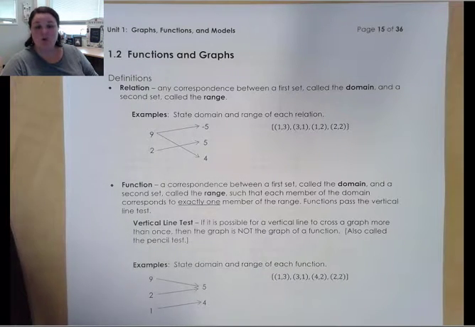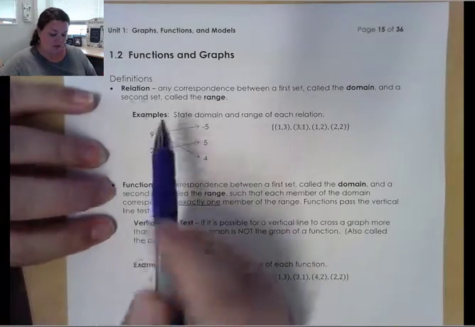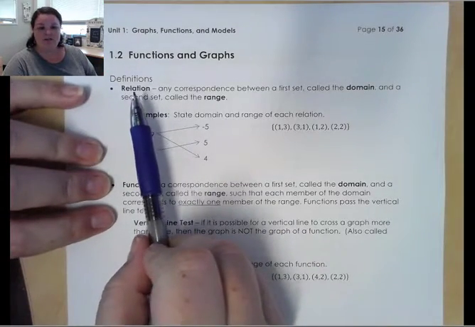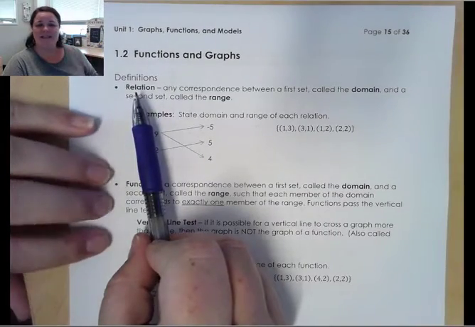Okay, so section 1.2 is all about functions and graphs. We're going to look at the difference between a relation and a function, and then at finding domain and range of functions and relations, and then a little bit at evaluating functions, okay?